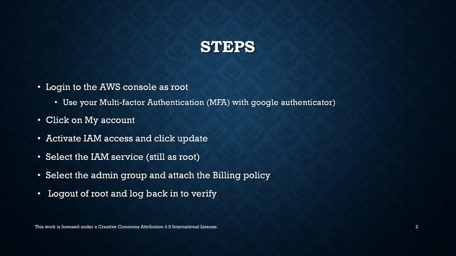At a high level, the steps required to activate and grant permissions to view billing in AWS include: using a root account to log into the AWS console, select the My Account option, activate the IAM access service, and attach the billing policy to an AWS user. To test the account you added the billing permissions to, log out as root, and log back in with the recently modified account and see if the billing information is now available. The next slides provide the details and screen captures associated with each of these steps.